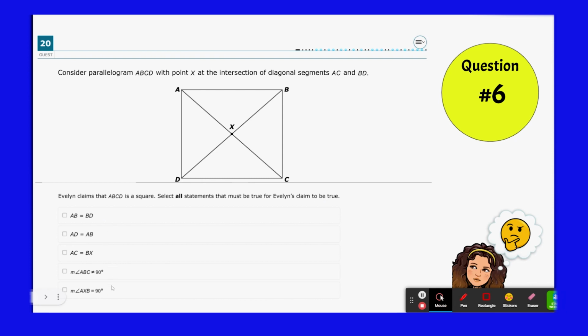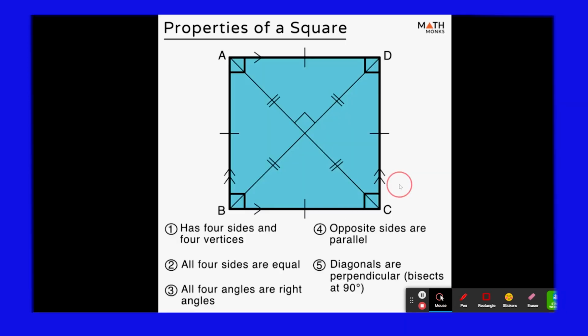Before we look at each of those choices, let's take a look at the properties of a square. So a square has to have 4 sides and 4 vertices. Okay, we got 4 sides here. Vertices are just these corners. So we have 4 of those. The second property is all 4 sides are equal. Okay, well, we know that this one is equal because we have these little marks here that show that all 4 sides are equal.